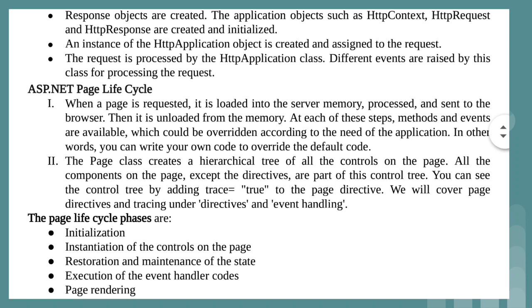And if you want to see the hierarchical tree for each and every page while running, then as we all know, the page directive is nothing but the first line of our page, which has many attributes. Like that we have one more attribute for the page directive, that is trace. Just write trace equal to true, so that you will be able to see the hierarchical tree with respect to that particular page. And we will cover page directives and tracing under directives and event handling. Okay, so this is basic information.